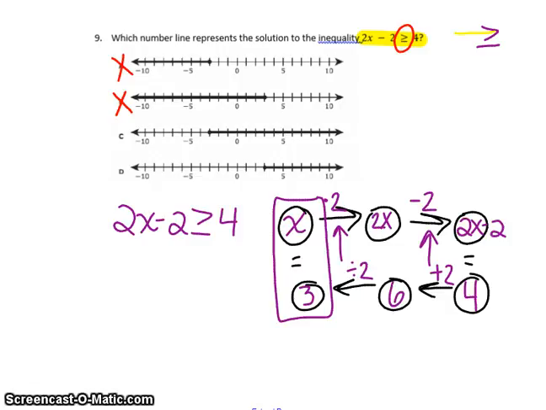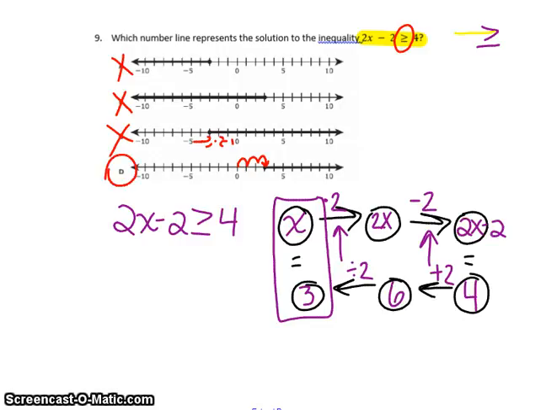So let's look at our answer choices. So letter C, it looks like it's going in the negative direction. So it's going -1, -2, -3. Well, my answer was not -3, so I know C is not my answer. So let's look. I'm going over 1, 2, 3 places. It's a shaded in circle because there's a line underneath my inequality sign, and it's going to the right. So D is the correct answer.